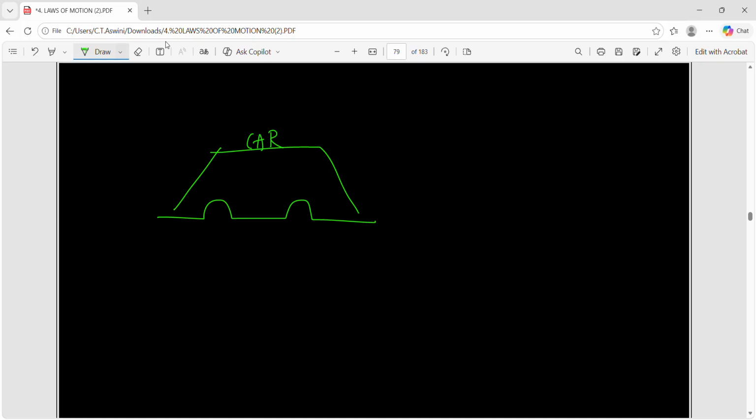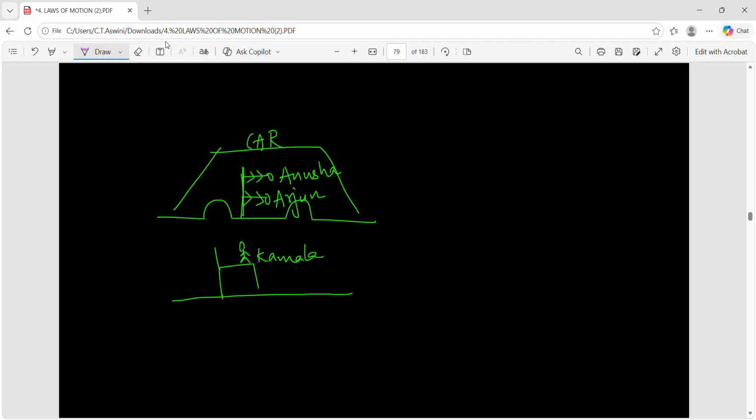Let's take a car. This is the seat where two people are sitting. So let this be Anusha and let this be Arjun. Now imagine there is a chair here. Let this be Kamala. So there are three people here, Anusha, Arjun and Kamala. So what we will do is we will take Arjun as the object under consideration.